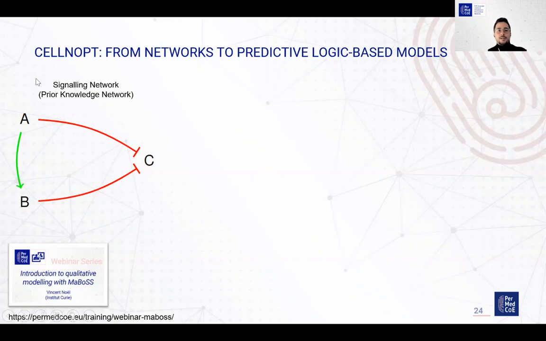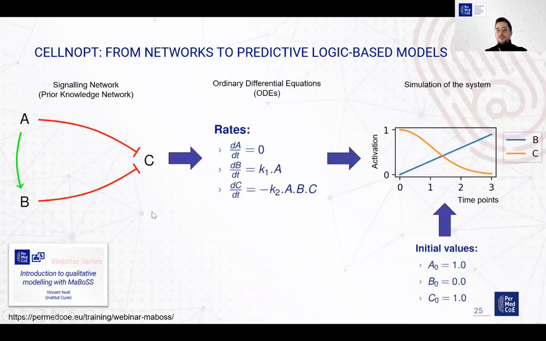And here, let's say this is our prior knowledge, in which we have three species. A can activate B, but A can inhibit C, and B can inhibit C. So only with this, we cannot do too much, right? Because if I ask you what happens with C if A is activated, only with this information, it's hard to say. So on top of the prior knowledge, we can add more information.